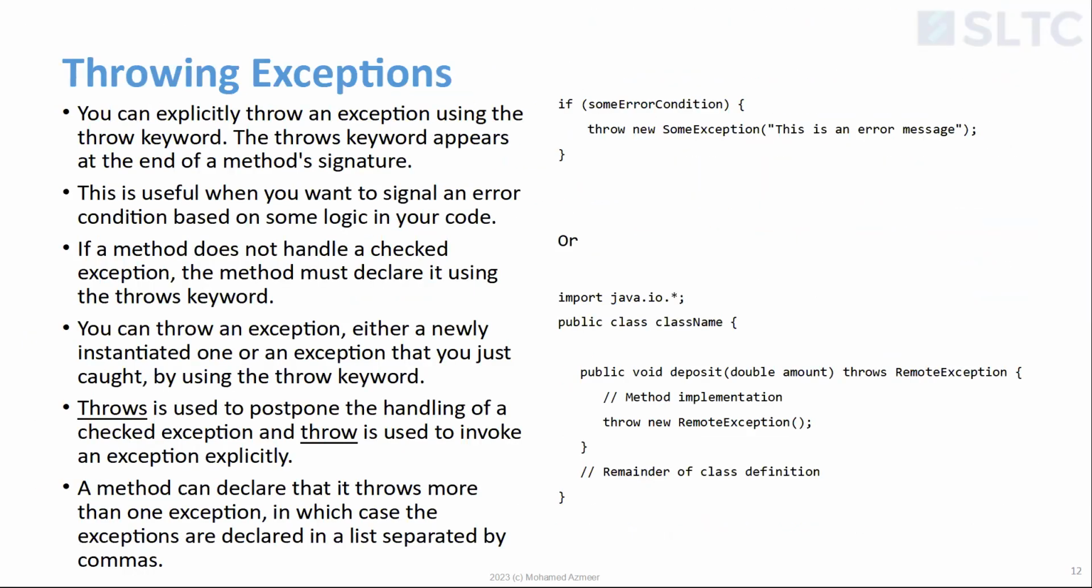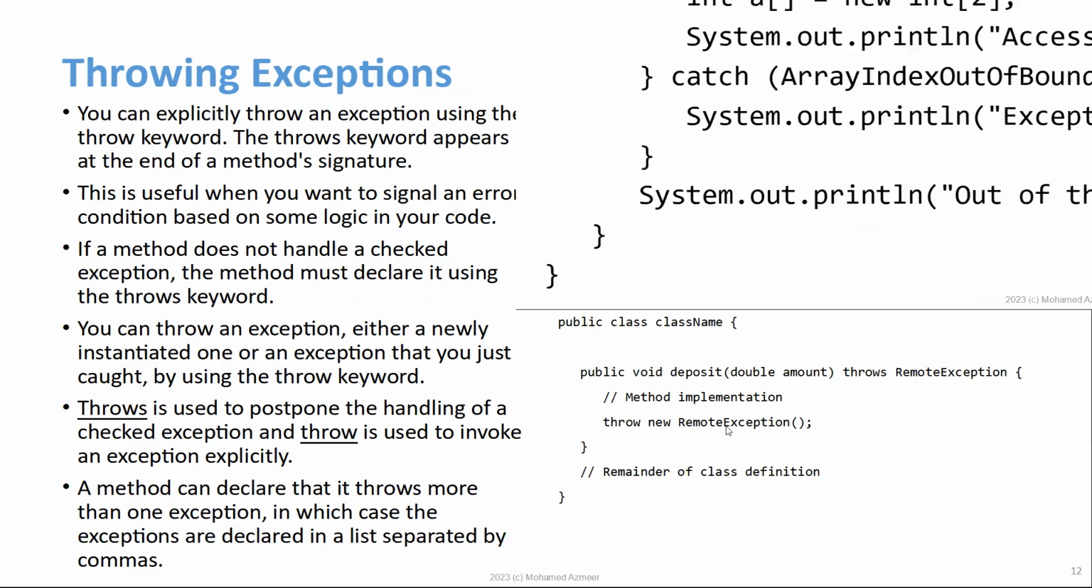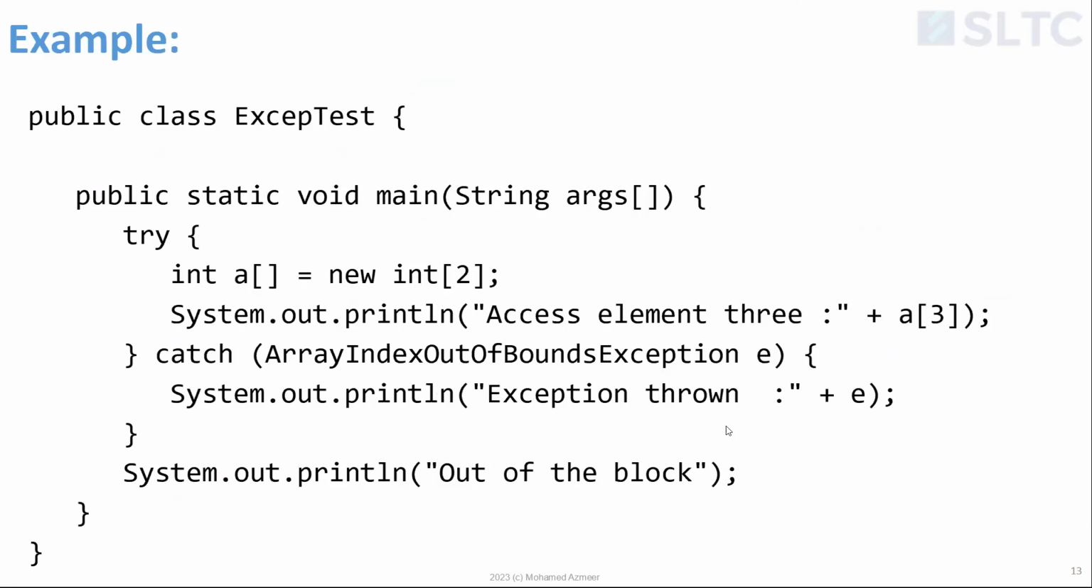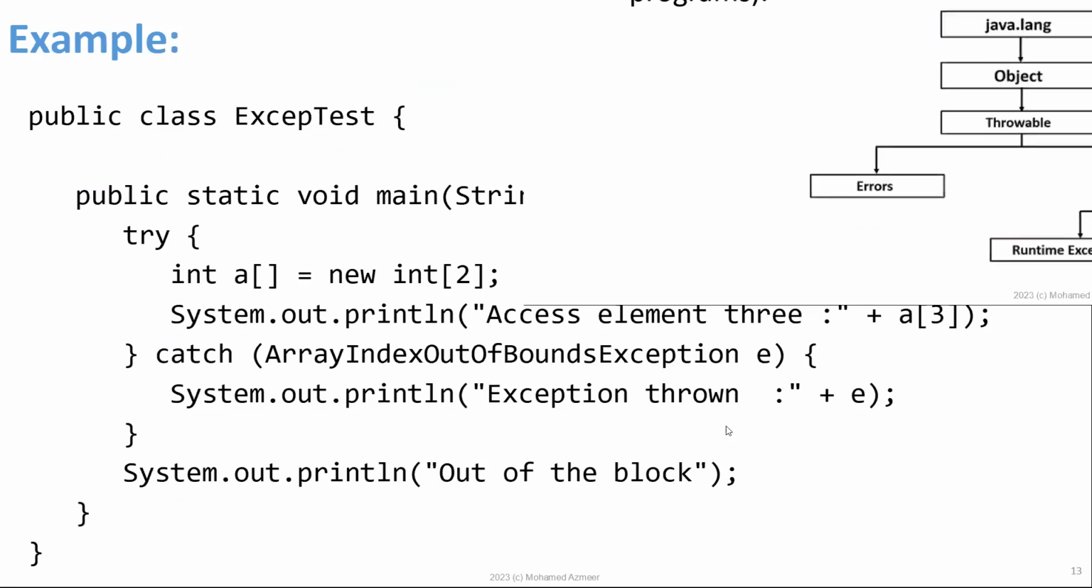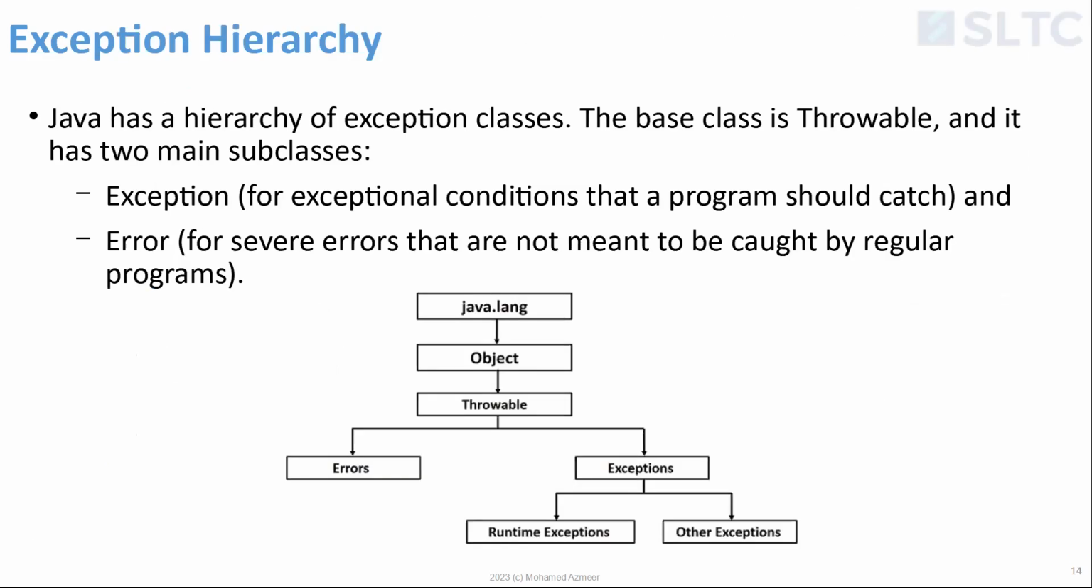So we looked at how to throw an error, or other exception, sorry. If you are doing that, you need to make sure you have this word throws and then the exception name. And after that, you can throw that exception here, if you are throwing, by the way, right? And here's an example of exception management. Then we looked at the hierarchy. This is the basic hierarchy.